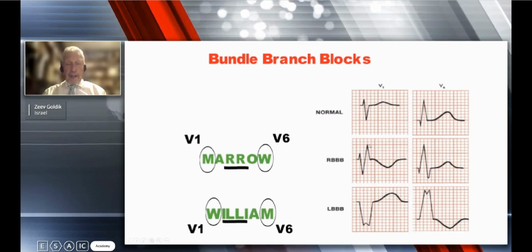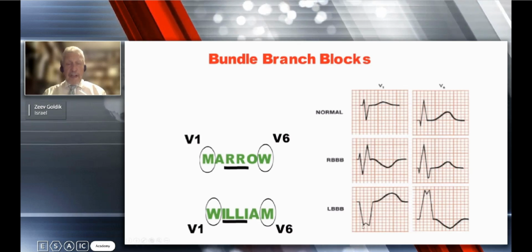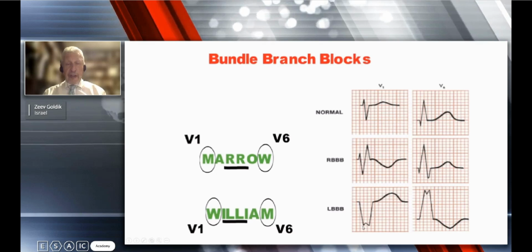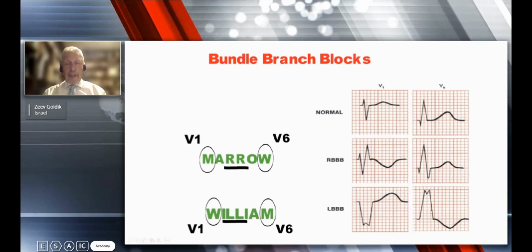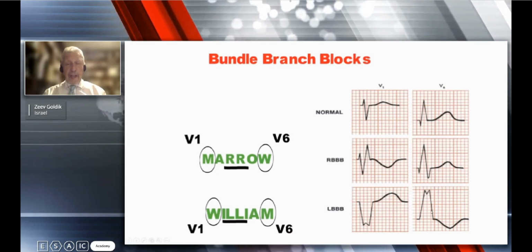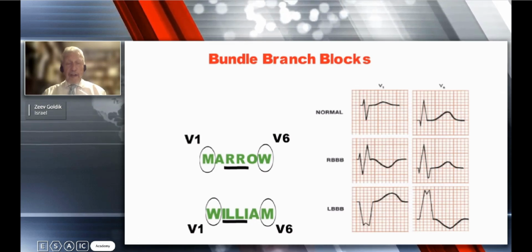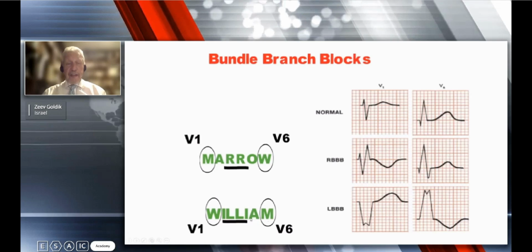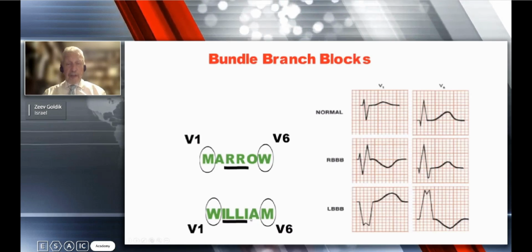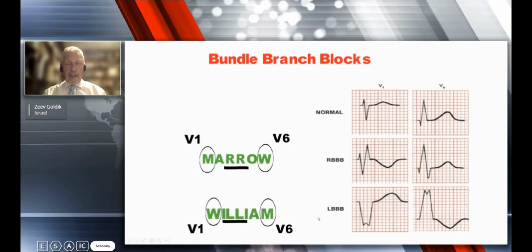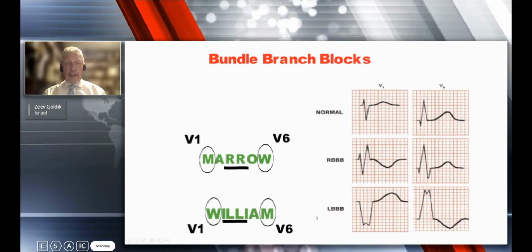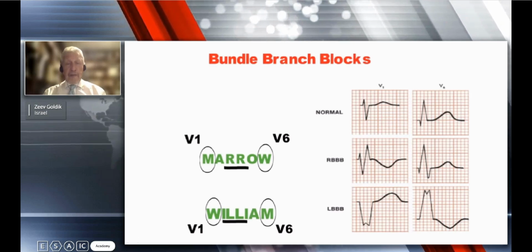If, on the contrary, in V1 it is the opposite, it has a shape of a W, and in V6 it has a shape of an M, remember the word WILLIAM. This is a left bundle branch block. MARROW and WILLIAM. We have to look at V1 and V6.